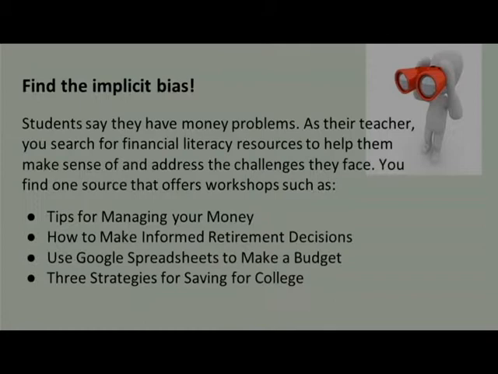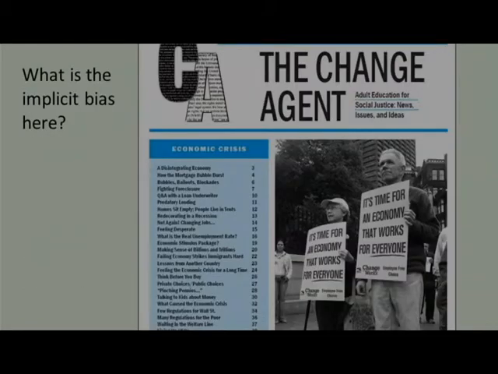So, okay, lots going on here, and I see that it's 2:38, and I want to get over to the next part of the webinar, which is Andy talking a little bit more about what to do about bias. Before we get there, there's just one more thing here, and this is the Change Agent's special issue on the economic crisis. I don't know if you can see the signs that people are holding, but it says it's time for an economy that works for everyone. And I thought, well, there's an implicit bias here, right?